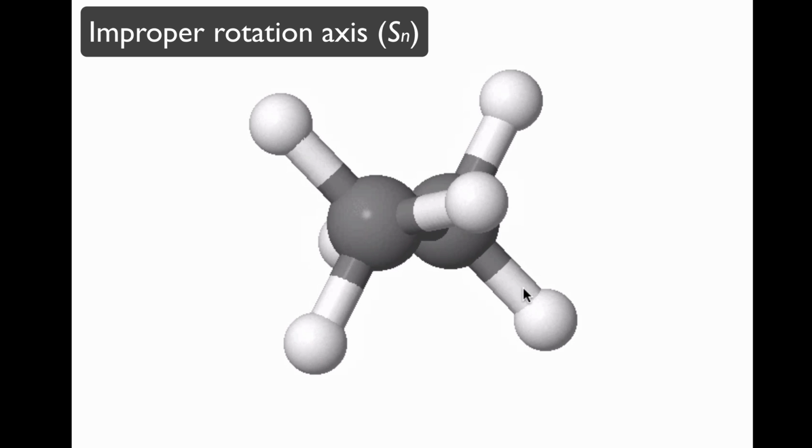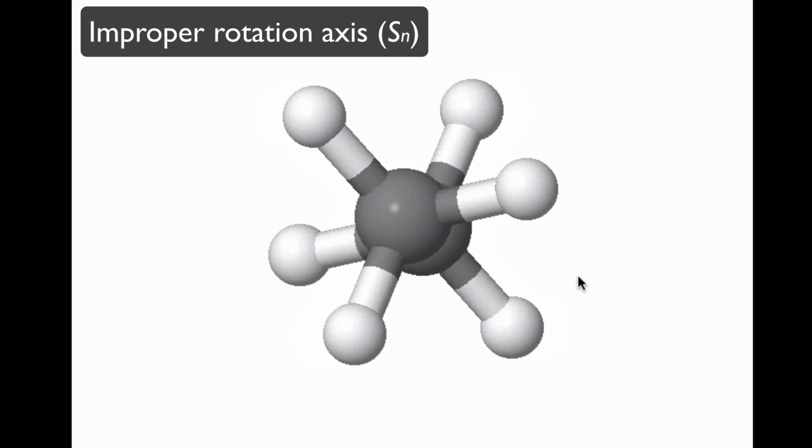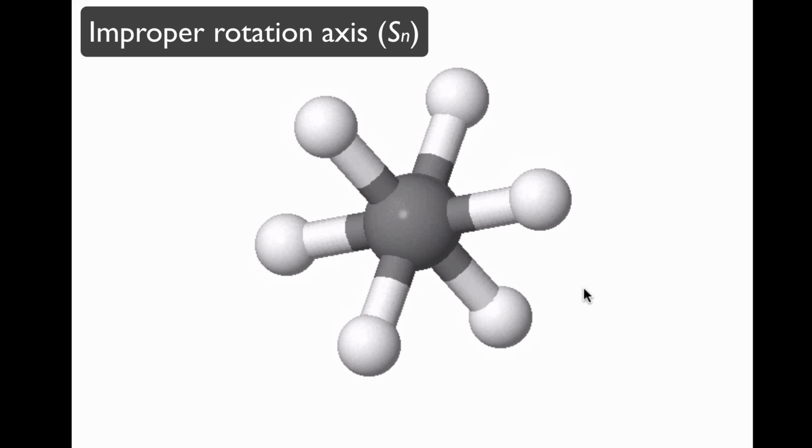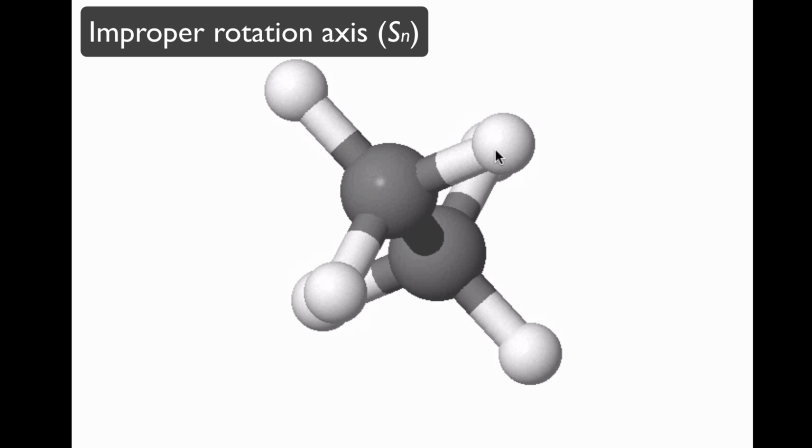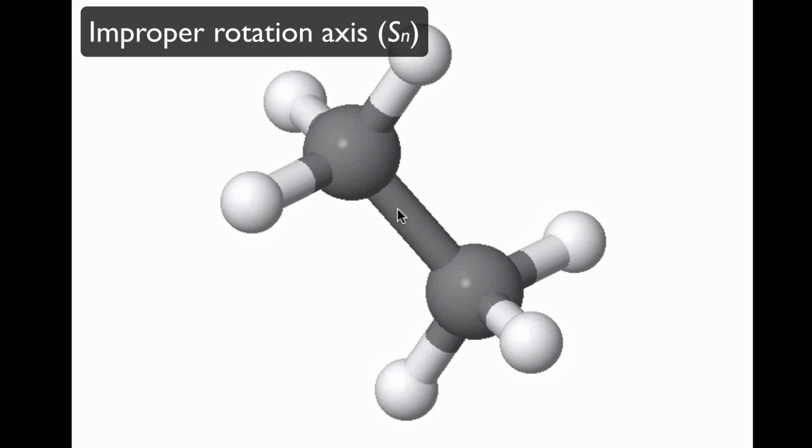So this molecule here, ethane, in the staggered conformation, has an S6. So n is 6. If I rotate the entire thing by 360 divided by 6, through 60 degrees, this hydrogen is going to end up here right in the middle, this is going to end up here, so nothing's going to line up. So the rotation operation itself does not give us back our starting point. However, if you can imagine this is now here, and then we reflect through the plane perpendicular to the rotation axis.